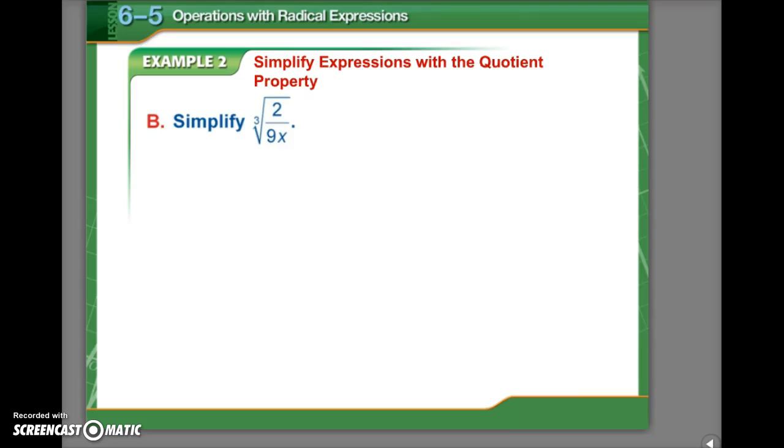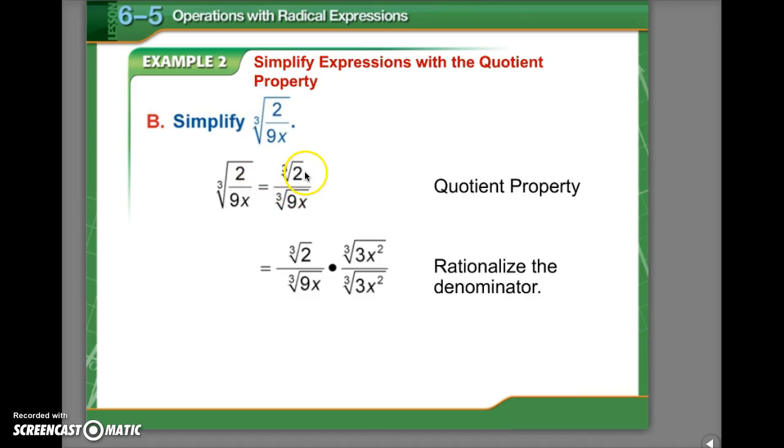All right, part B, this time we have a cube root of 2 over 9x. So again, just like before, what we're going to do first is give each thing its own cube root. The numerator gets a cube root, the denominator gets a cube root. The tricky thing this time is we need to take this 9x and think about how we could turn it into a perfect cube, because we have a cube root and we want this to be a perfect cube.